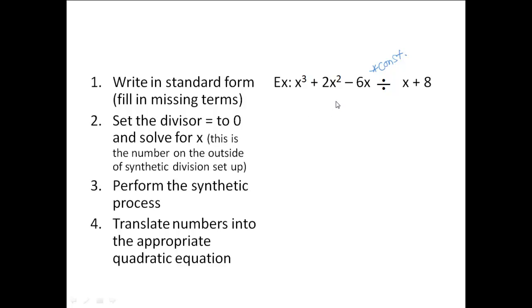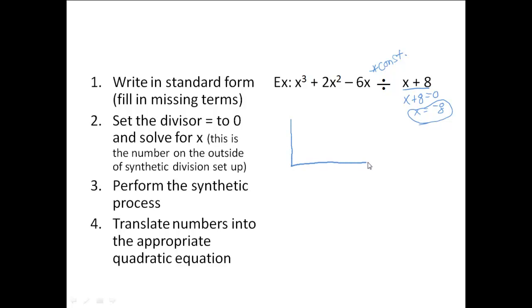Second part says set the divisor equal to 0. Well, here's what I'm dividing by, this x plus 8. So I need to set my x plus 8 equal to 0 and solve it for x, and I get x equals negative 8. This is the number that's going to go outside the synthetic division setup. Then we can go ahead and do our synthetic process.